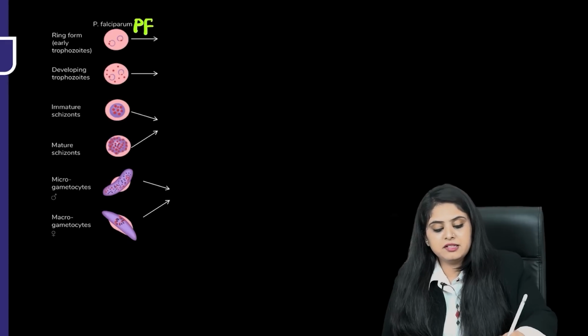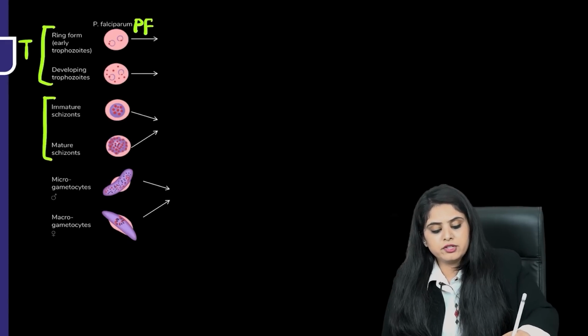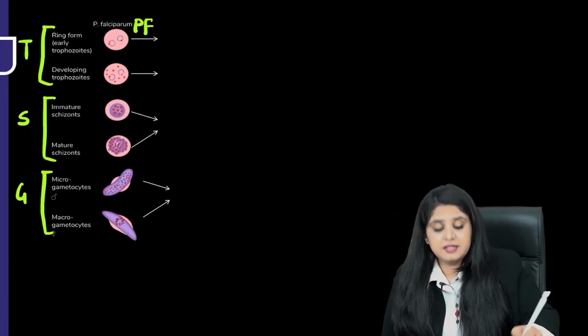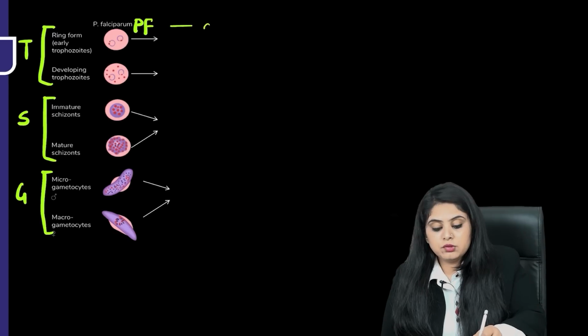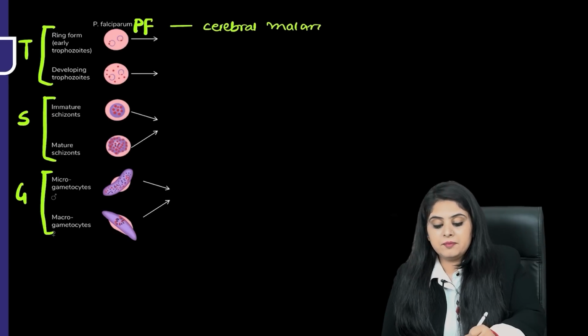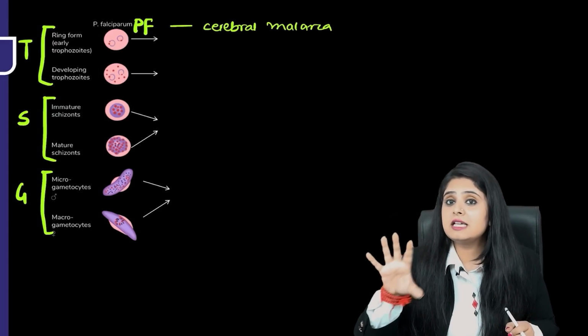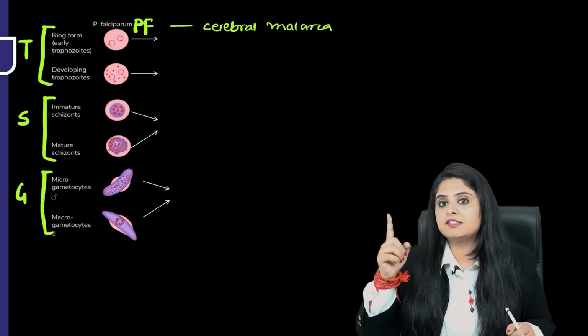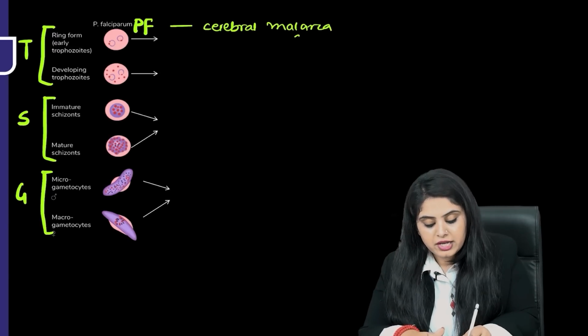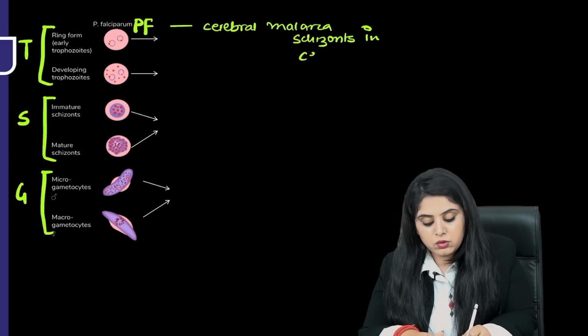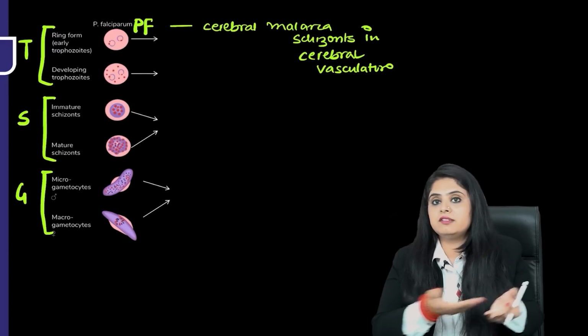Plasmodium falciparum, does this also have the same trophozoite, schizont and gametocyte? Yes. But please remember, this was also causing something known as cerebral malaria. When this is causing cerebral malaria, it means some things are going to stick inside the brain vasculature. So remember, schizonts are going to stick in the brain vasculature. Schizonts will only be present in the cerebral blood vessels. They will not come out into your usual blood vessels over here.